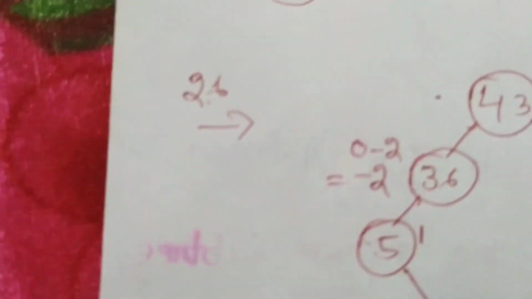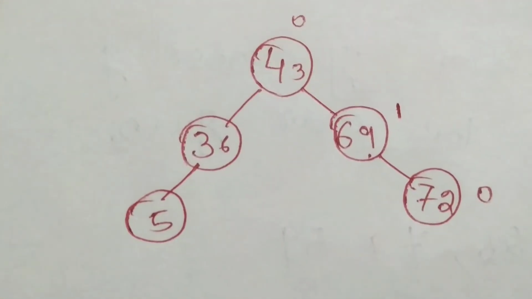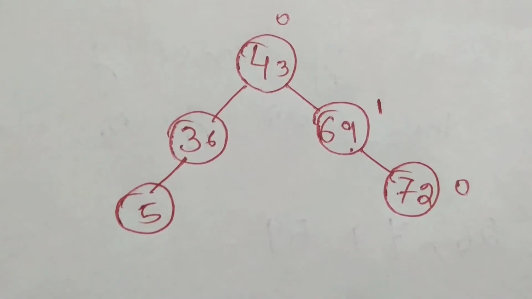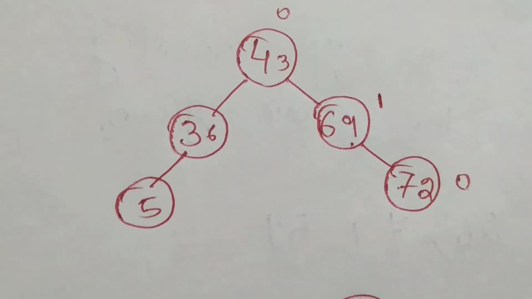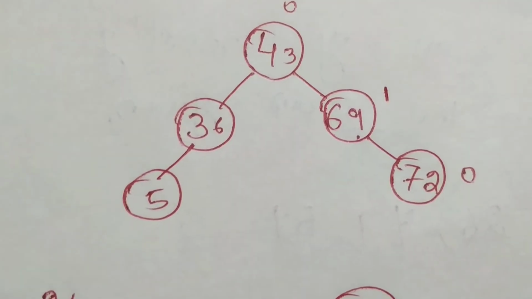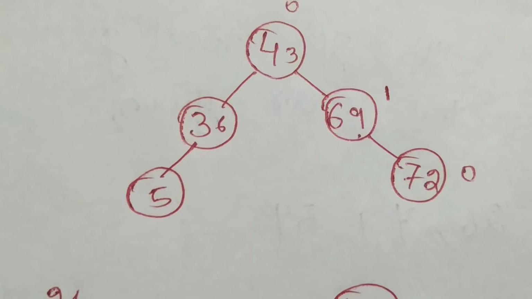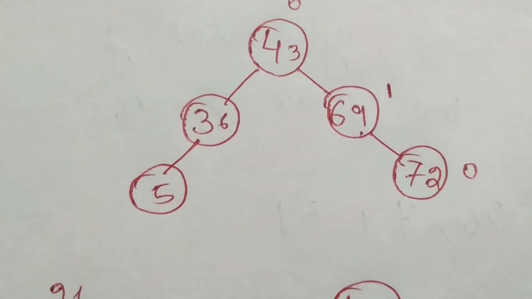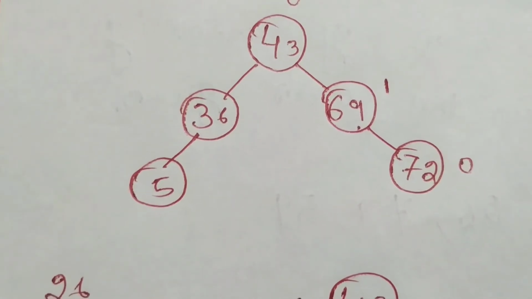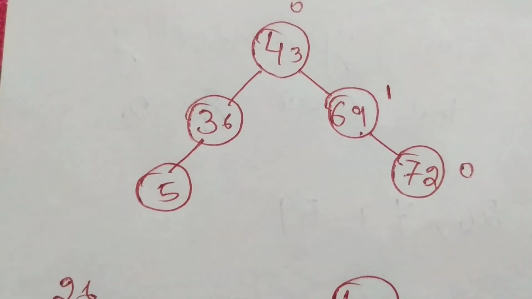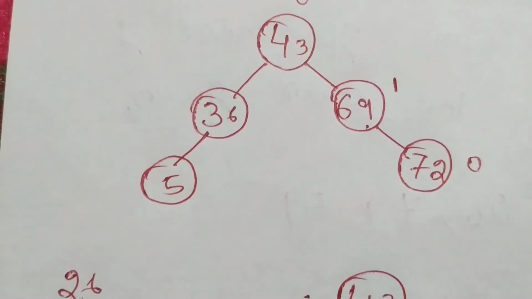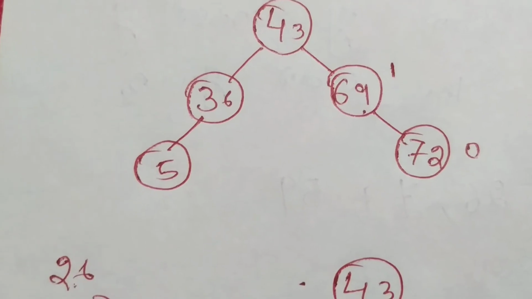We have to insert 72. So 72 is compared with 43. As 72 is greater than 43, definitely it first goes to the right side. Again 72 is compared with 69. 69 is less than 72, so 72 can never be inserted at the left side. So it becomes the right child of 69 as it is greater than 69. Now you can see the balance factor is 0 here, 1 here, 0. If you find the balance factor of 36 and 5, it also lies between 1 and 0. So no need to balance it.